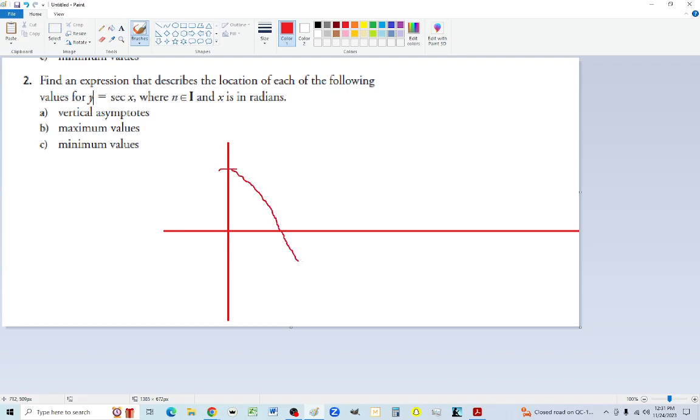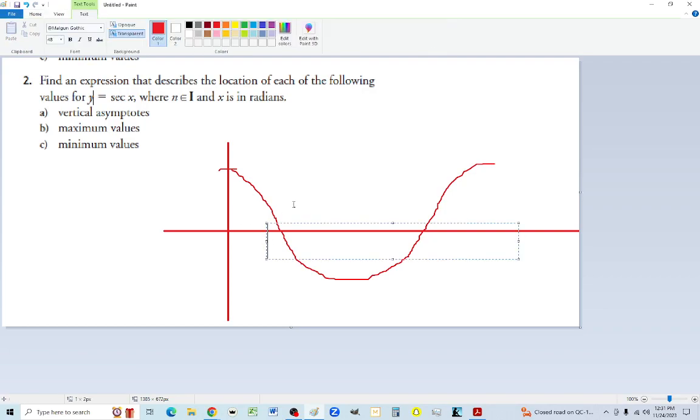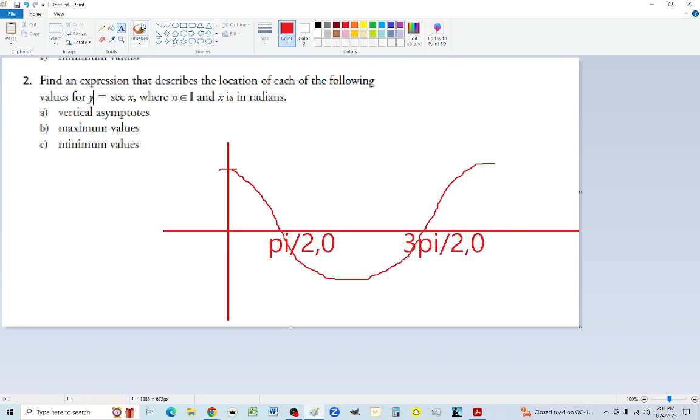It's going to go down like a bird, and then up, and then down. Let's look at the values where cosine is 0. Well, it's 0 at pi over 2, 0, and it's 0 at 3 pi over 2, 0. Since that y value is 0, if I were to take 1 over 0, I get an impossible value, which means for secant, which is 1 over cosine, that is where I will find the asymptotes.